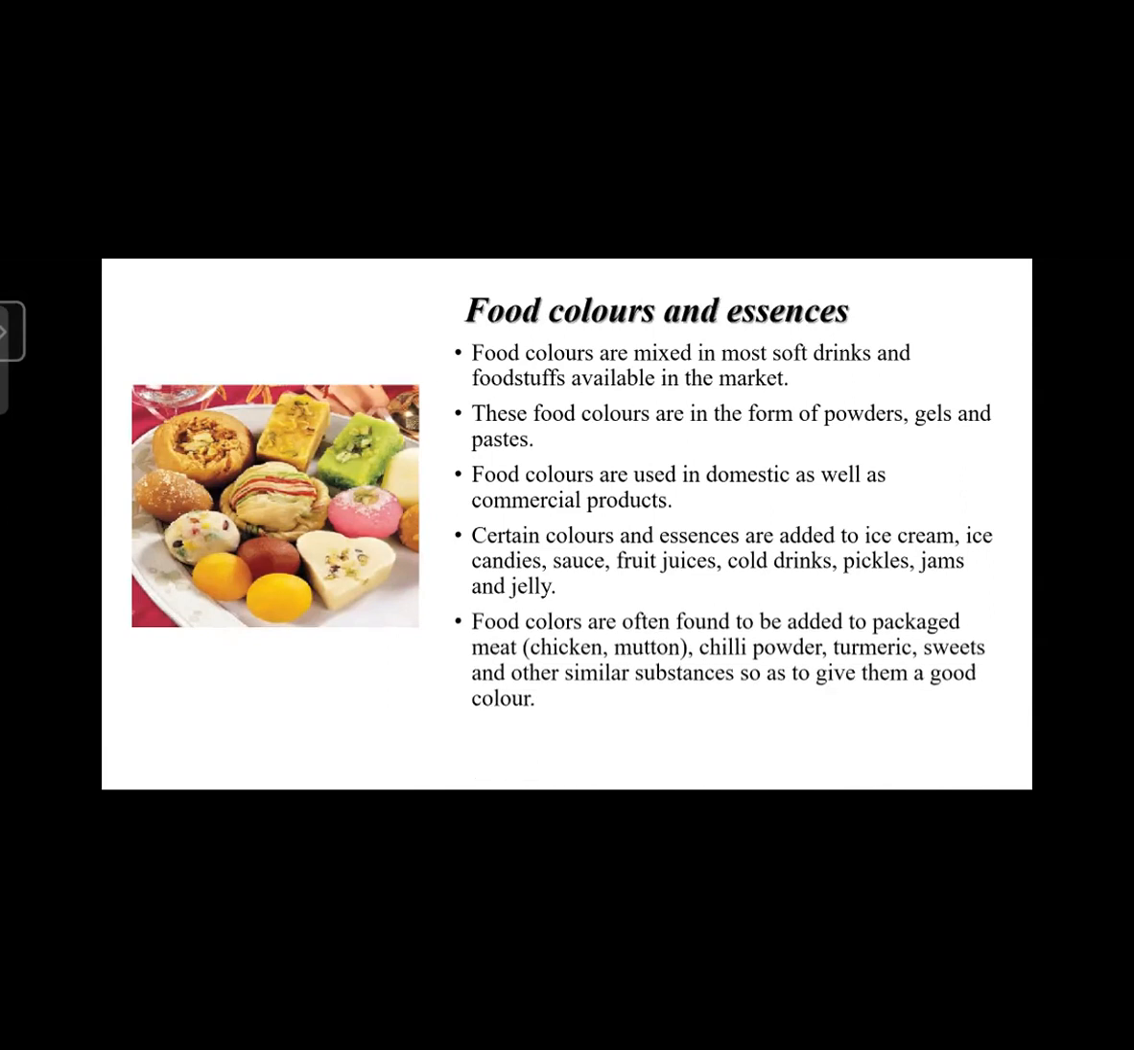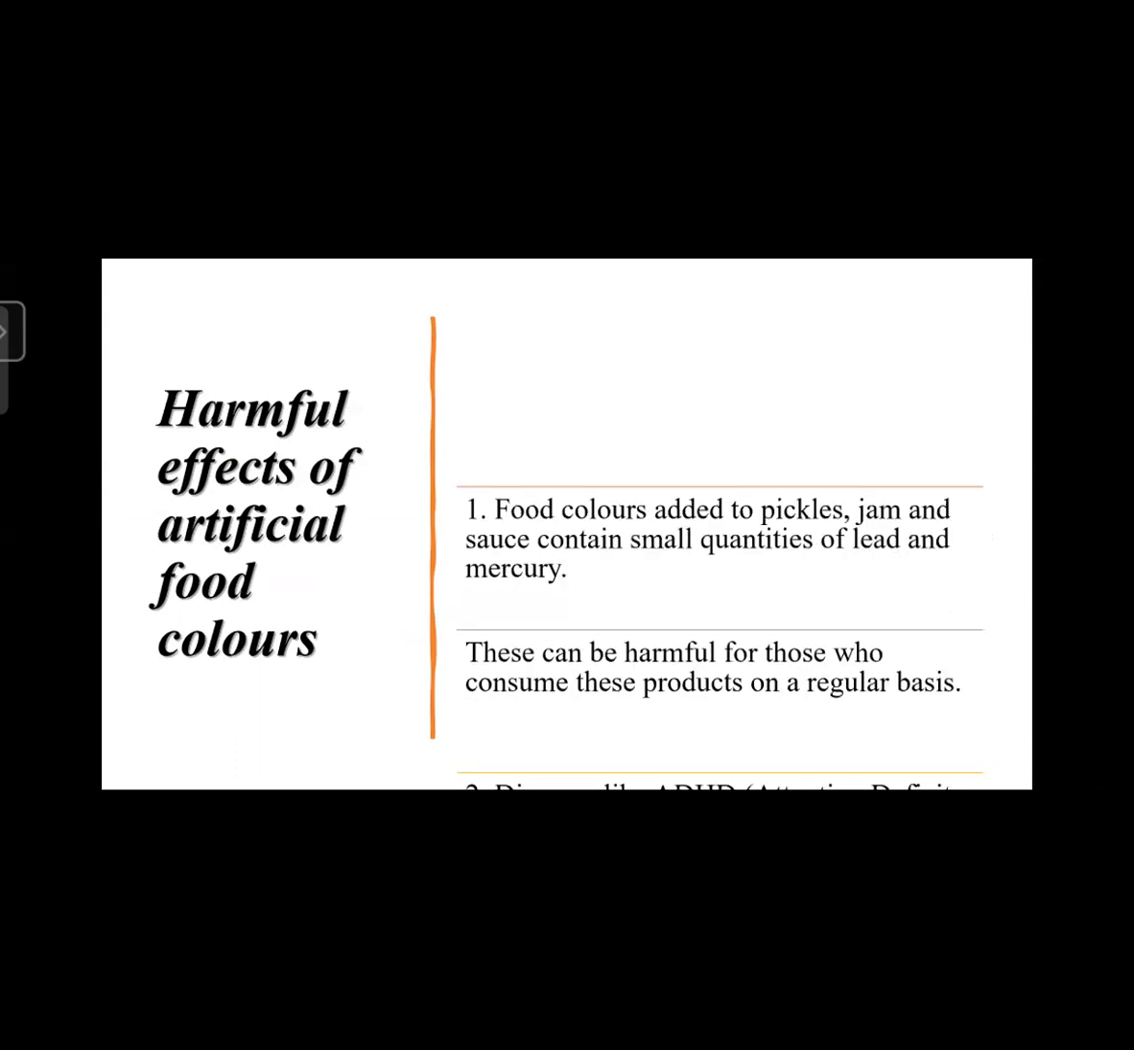Food colors are often found to be added to packaged meat like chicken and mutton, chili powder also, turmeric, sweets, and other similar substances to give them a good and attractive color. Now, what are the harmful effects of artificial food colors?